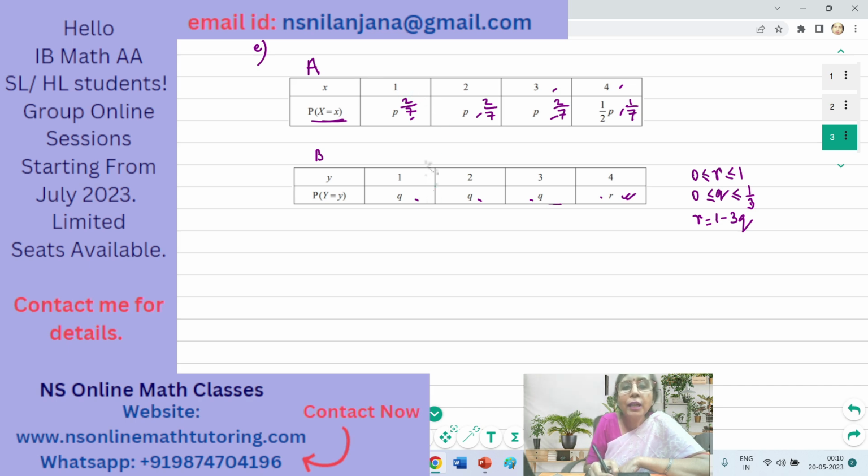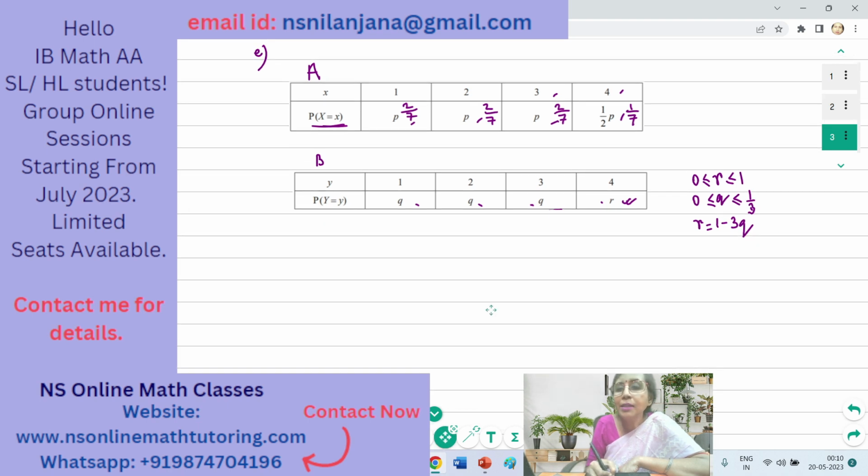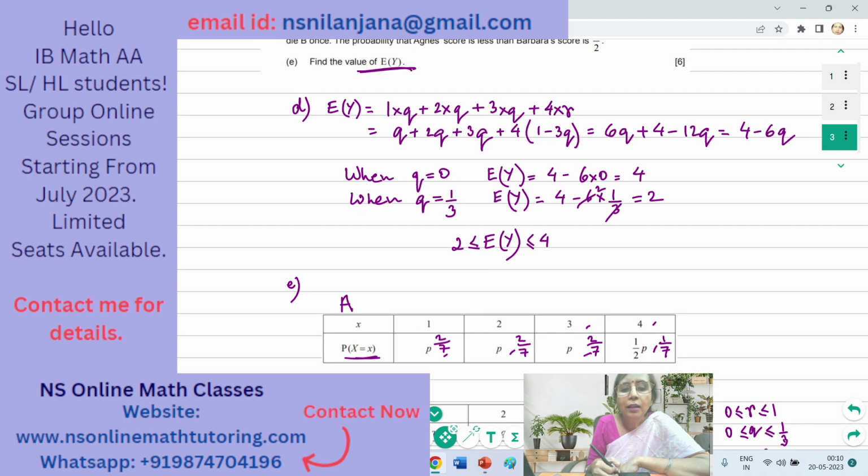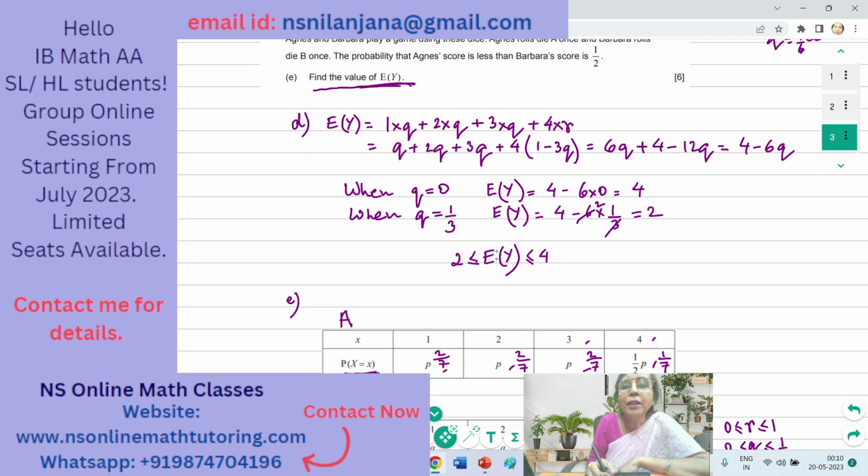So these are the two tables. This is dice A and this is for dice B. And P was equal to 2 over 7 and R values will be between 0 and 1. Q values will be between 0 and 1 over 3. And R is equal to 1 minus 3Q. So this is the information that we have. And what is the question? Part E is saying to find the value of E of Y, and the probability that Agnes's score is less than Barbara's score is half.